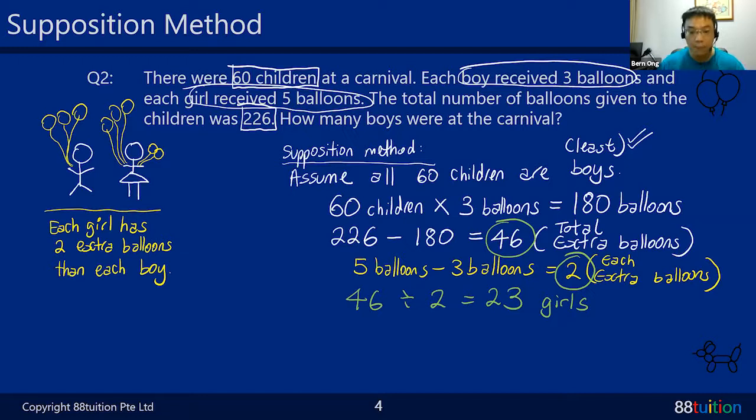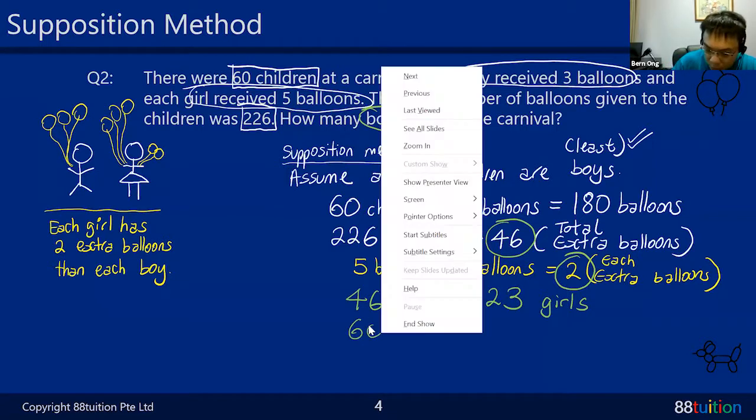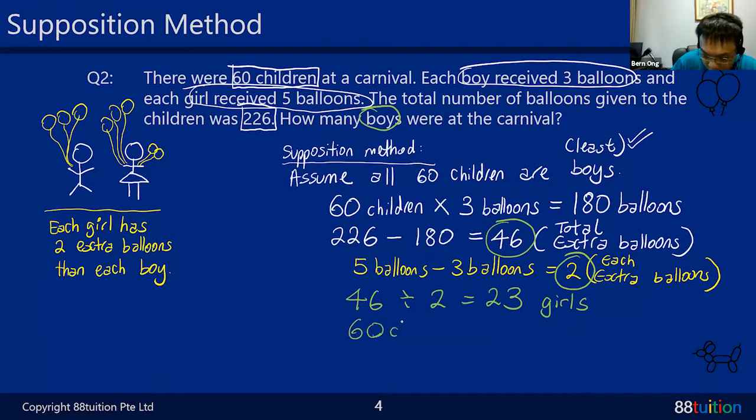But the question is looking for boys, so troublesome. Never mind, put in one more step. 60 children is the total. 60 children minus away your 23 girls. That will give you 37 boys, and that will be your answer.